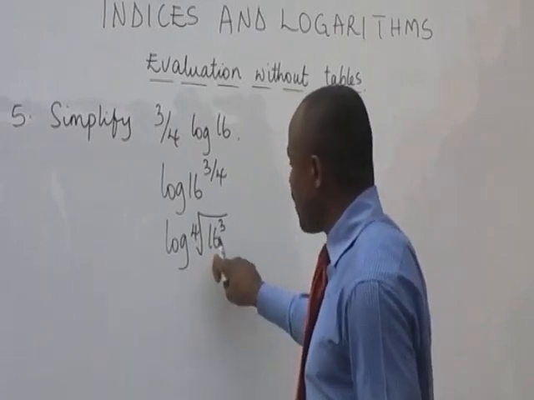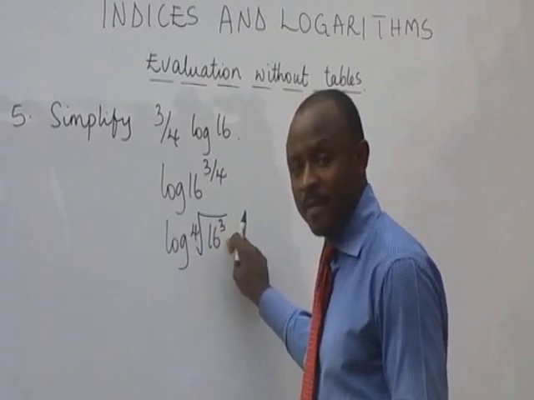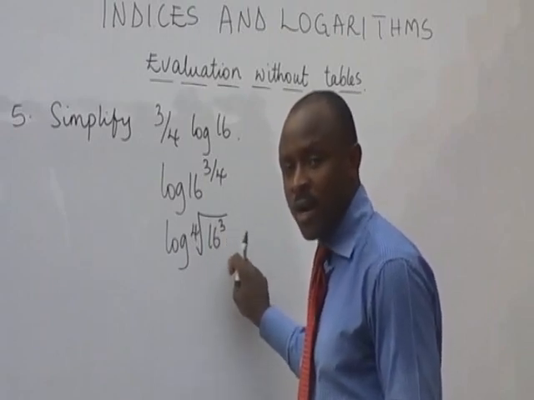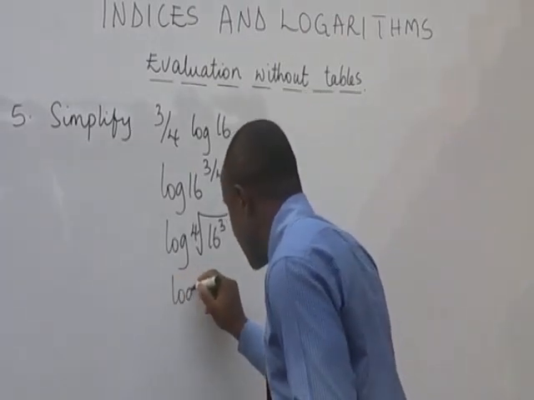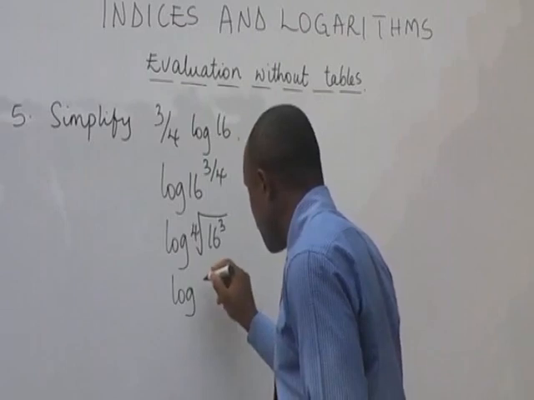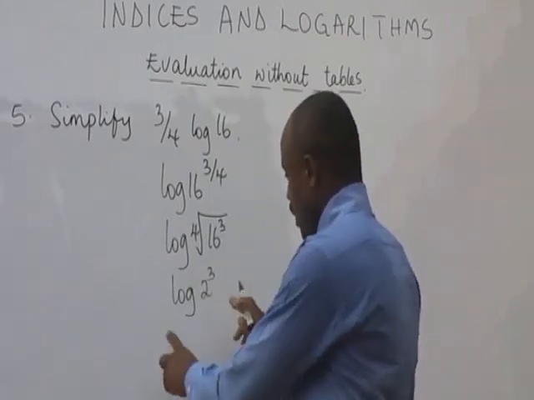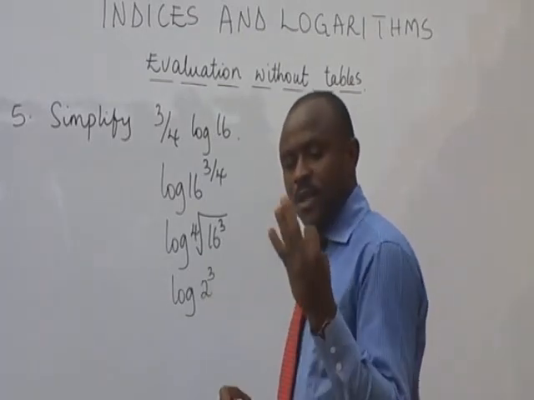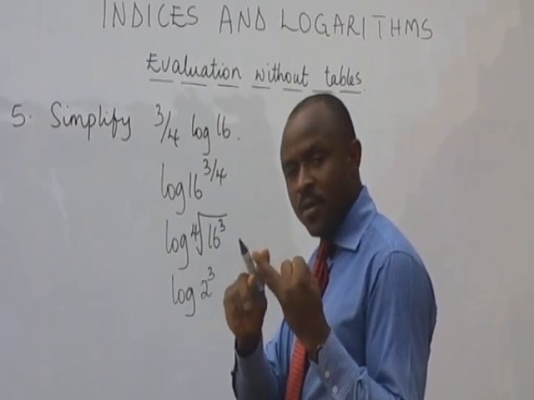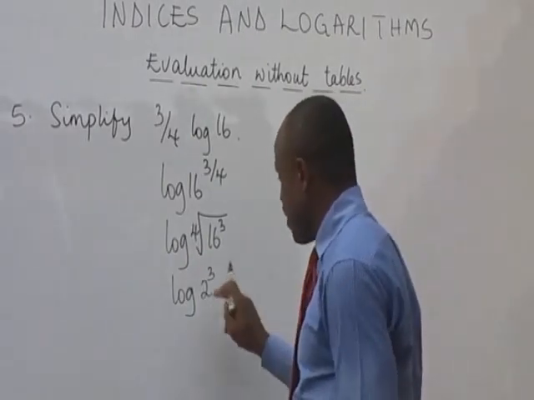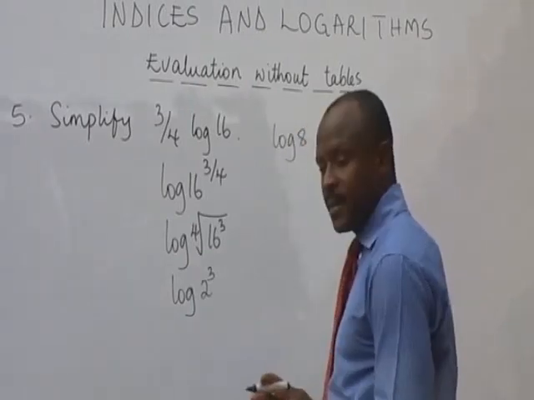Now we are going to have that the 4th root of 16 cube will mean 2 cube, because the fourth root of 16 is 2. So this will now be log of 2 exponent 3. 2 exponent 3 means 2 times 2 times 2. And 2 times 2 is 4, 4 times 2 is 8. That means the value of this is also log of 8.